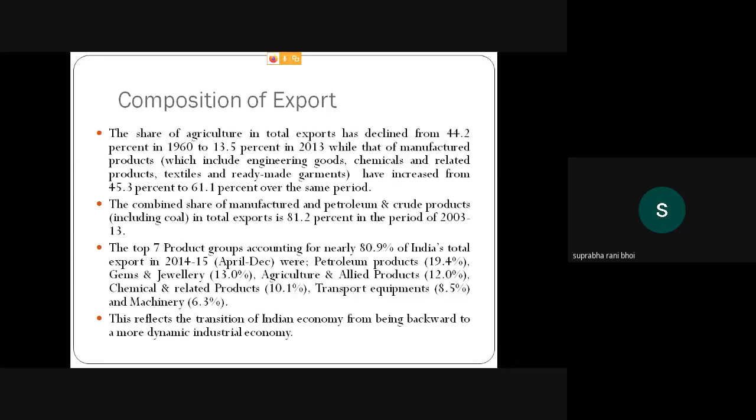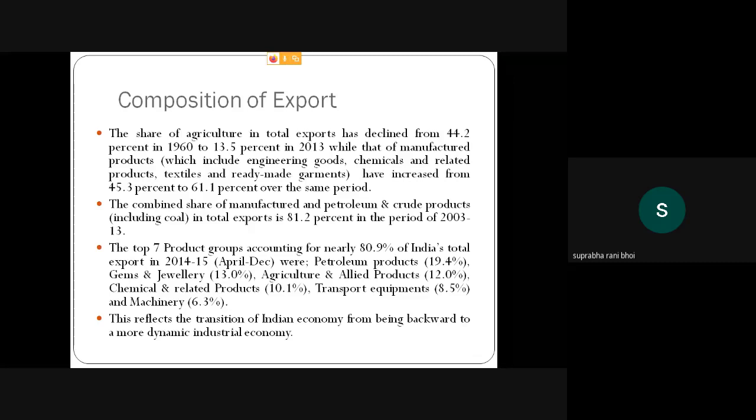While that of manufacturing products like engineering goods, chemical related products, ready-made garments, textiles, jeans, jewelry, etc. has increased from 45.3% to 61.1% over the same period. One of the important things that we are exporting is petroleum and crude products, including coal and manufacturing products, which constitute around 81.2% of our export items. The most important products constituting around 80% of our export basket include petroleum products at around 19.4%.